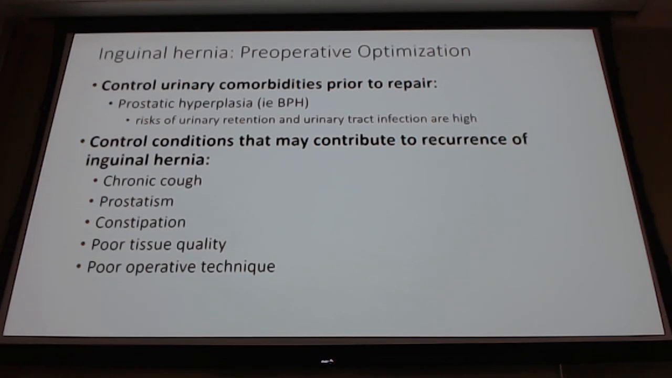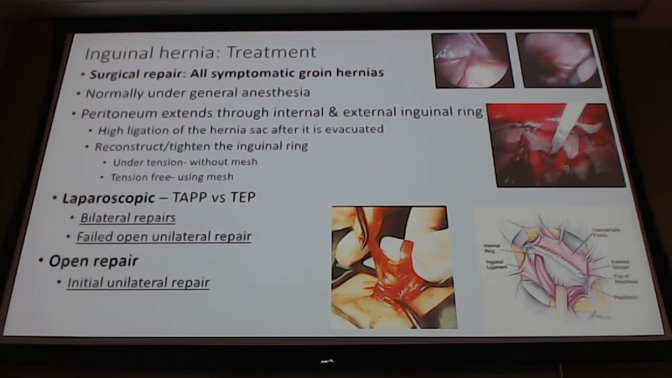Otherwise, the chronic cough, constipation, poor tissue quality. There's not much we can do about that unless you can try to increase their nutrition status. And then poor operative technique. That's on the surgeon. Those things will contribute to reoccurrence. So we try to optimize as best as we can, getting them on a good bowel regimen so that they're not constipated anymore. We're treating that chronic cough, trying to at least. Sometimes we just can't. Sometimes we just have to do it. But we try to optimize them as best as possible.